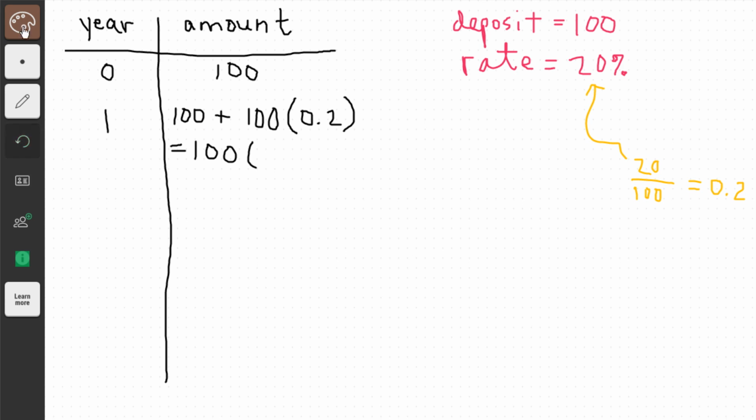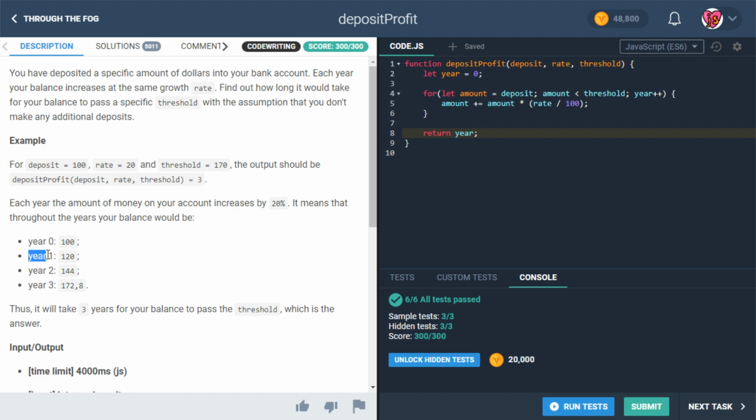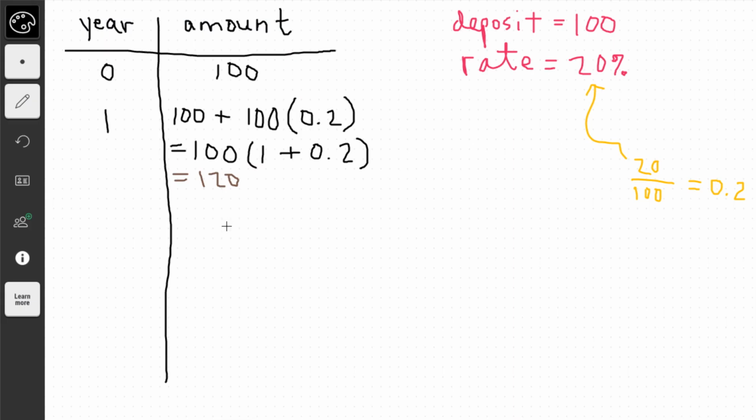So what's going to be left over when we do those divisions? Well, 100 divided by 100 is 1, and then 100 times 0.2 divided by 100 gets rid of the 100, so we're left with 0.2. Cool. And as it turns out, that is going to be equal to 120. Great. So we found the amount at the end of year 1, and it's consistent with what we have over here. Looks good.